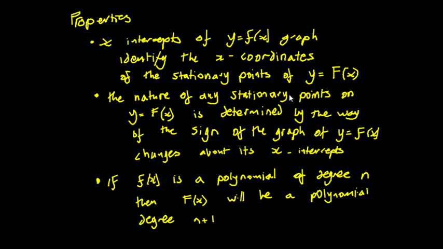The nature of any stationary points on capital F of x is determined by the sign of the graph of f of x as it changes about its x-intercepts. And the final one, if f of x is a polynomial of degree n, then capital F of x will be a polynomial of degree n plus 1. That's just talking about the antiderivative of it. Again, remembering we add 1 to the power and divide by the new power, that's where that comes from.